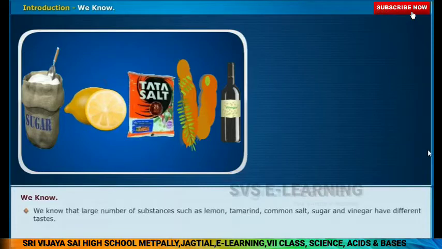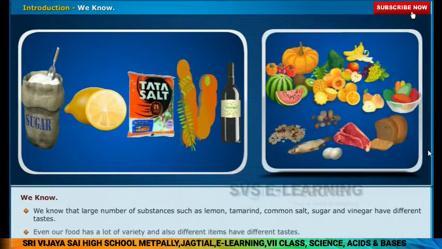We know that a large number of substances such as lemon, tamarind, common salt, sugar and vinegar have different tastes. Even our food has a lot of variety, and different items have different tastes.